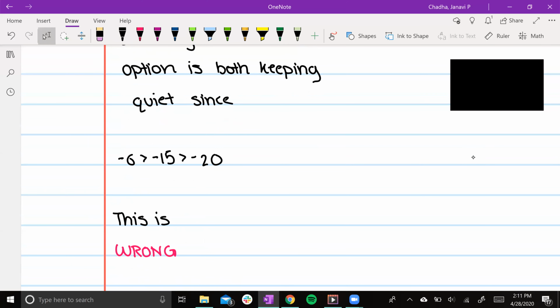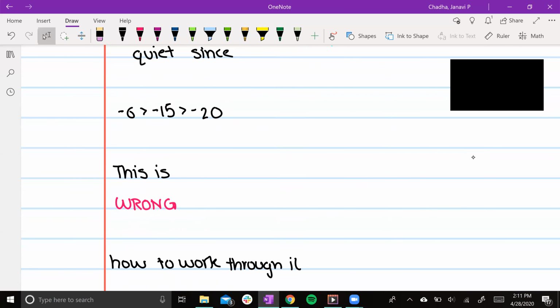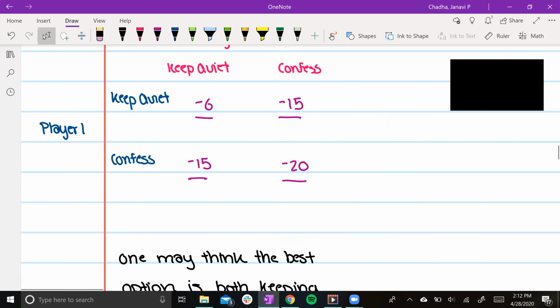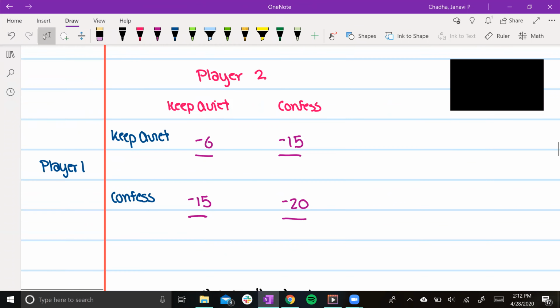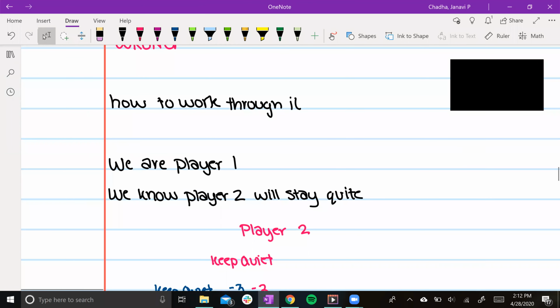This is wrong. That's because every single player in game theory works in their own best interests. It may seem a little bit confusing now, but I'll explain a little bit more about why this works and why the scenario in which they both don't confess anything is not possible. So, imagine we're player 1.